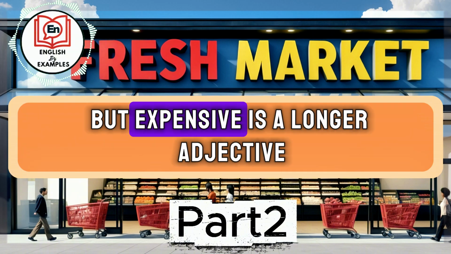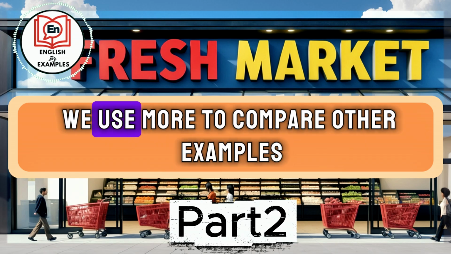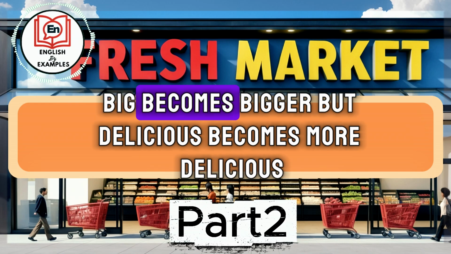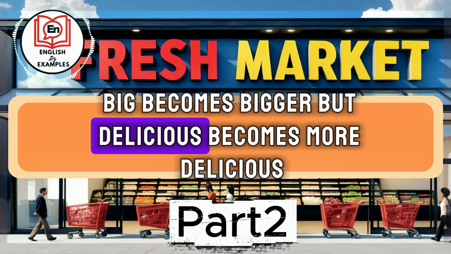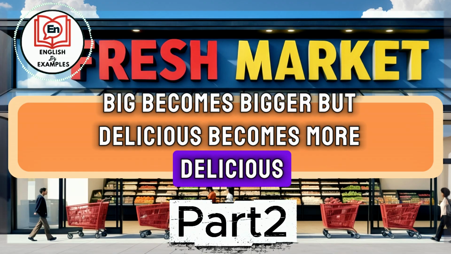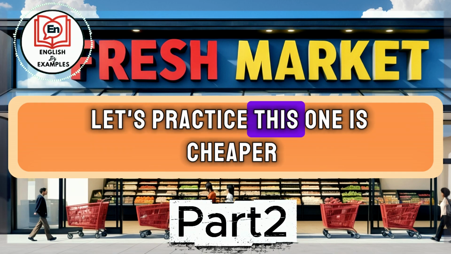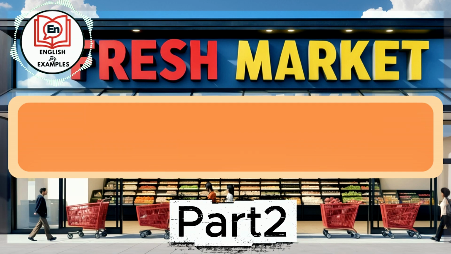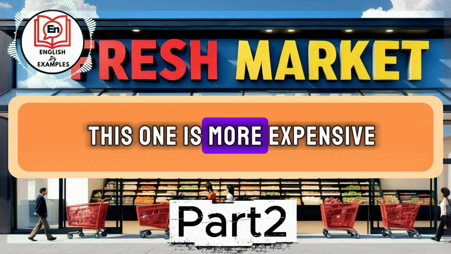But expensive is a longer adjective. We use more to compare. Other examples: big becomes bigger, but delicious becomes more delicious. Let's practice. This one is cheaper. This one is more expensive.